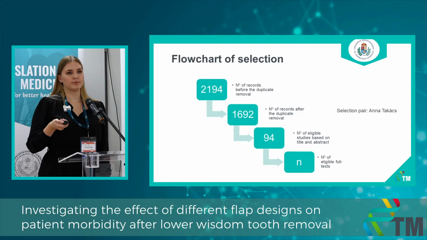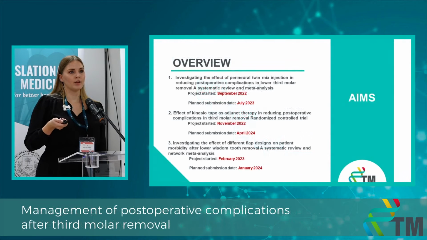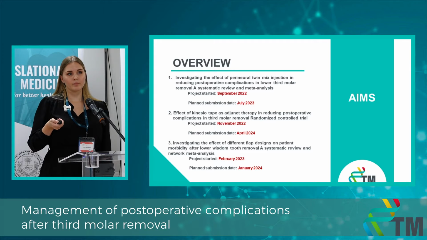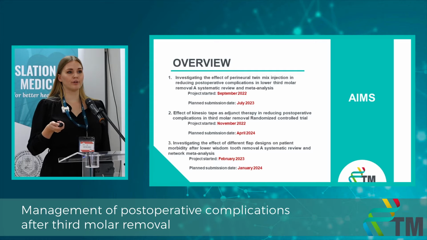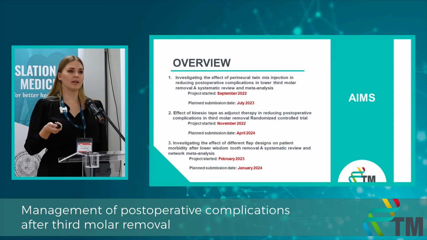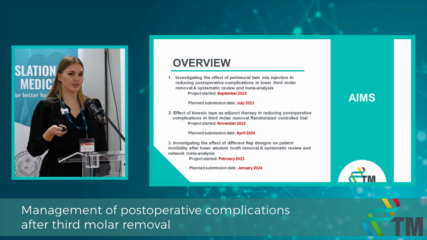After the title and abstract selection, I have 94 articles. Now I'm working on the full text selection. So overall, currently I'm working on these 3 projects, and my plan is to finish my second project by April and my third project by January.